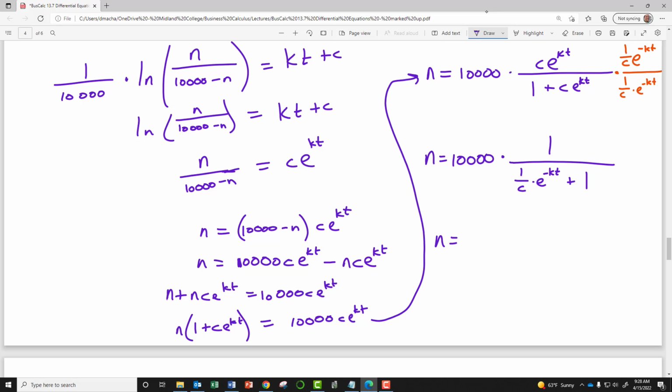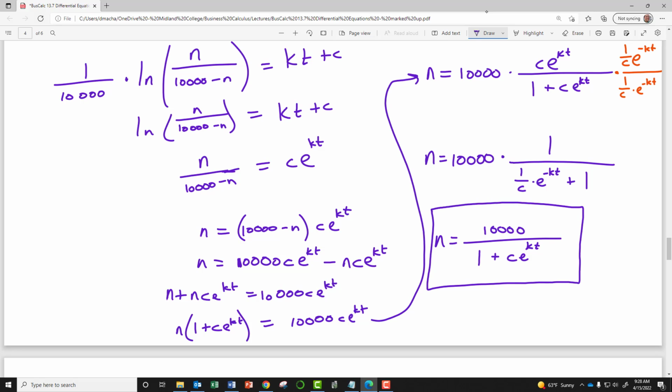And writing this just one more time, I know we've rewritten this like 1,000 times already, I can rewrite this as 10,000 divided by 1 plus c e to the power kt, where I let c be 1 over c from before. Since c is arbitrary, 1 over c is arbitrary, I can just transfigure that a little bit. And then I'll let that k absorb the negative, because again, k is just some arbitrary constant. And so this would probably be the most simplified way of writing a formula for n as a function of t. But I haven't really found what c is yet.